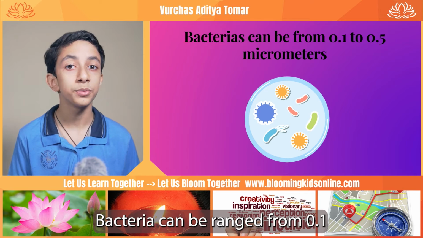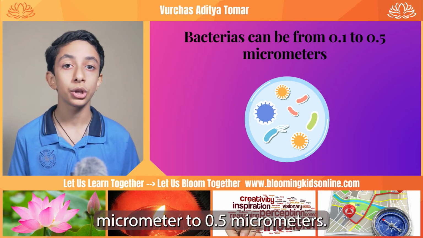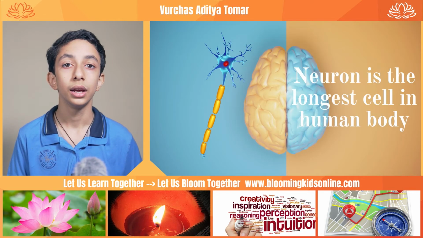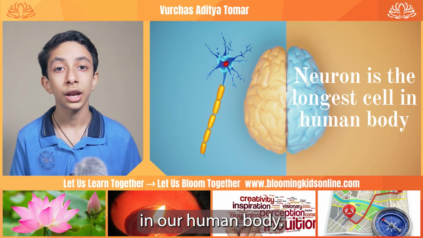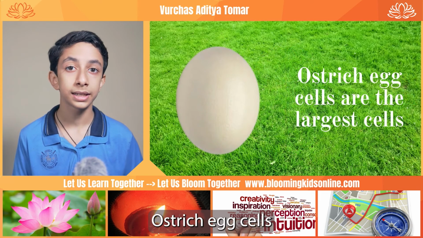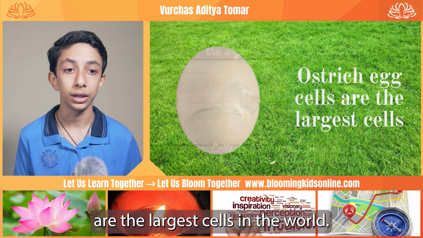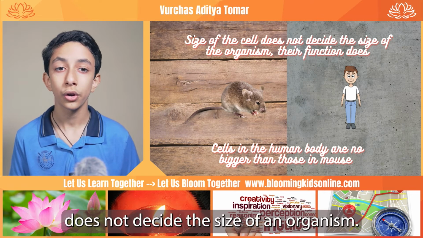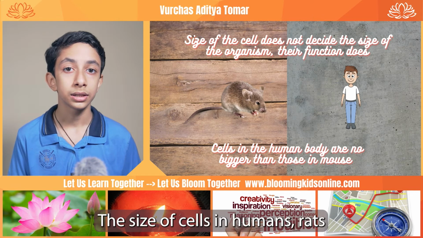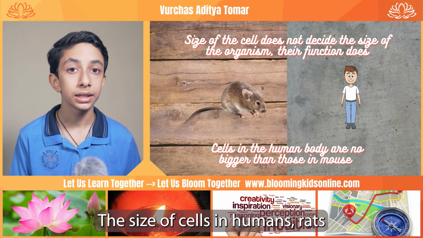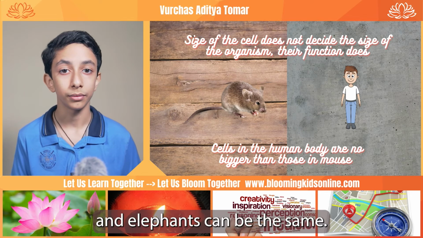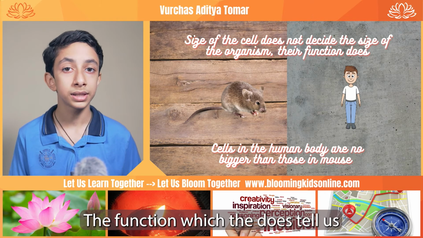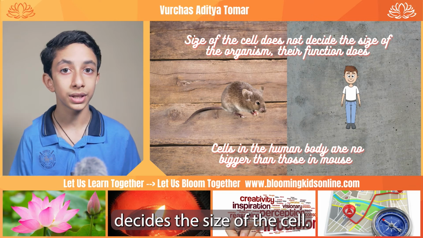Bacteria can range from 0.1 micrometer to 0.5 micrometers. Neuron is the longest cell in our human body. Ostrich egg cells are the largest cells in the world. The size of the cell does not decide the size of an organism. The size of cells in humans, rats, and elephants can be the same. The function which the cell does decides the size of the cell.